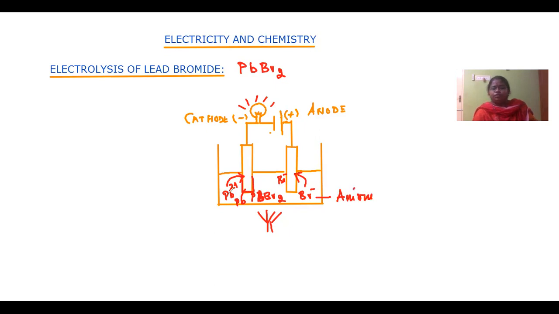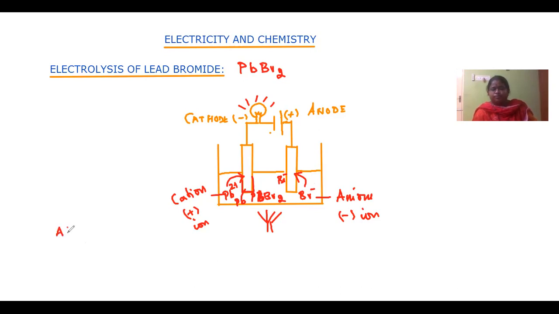And what is a cation? Pb2+ is a cation, which is a positive ion. An anion is a negative ion. So the negative ion moves towards the positively charged electrode, and the positive ion moves towards the negatively charged electrode. So cations move towards the cathode, anions move towards the anode. Got it? When the anion moves towards the anode, there it loses its electron and becomes a bromine atom.